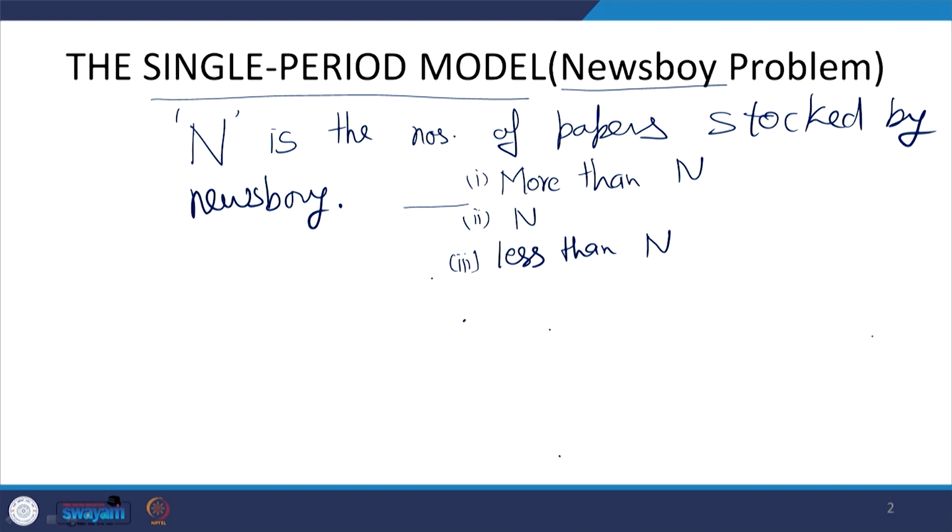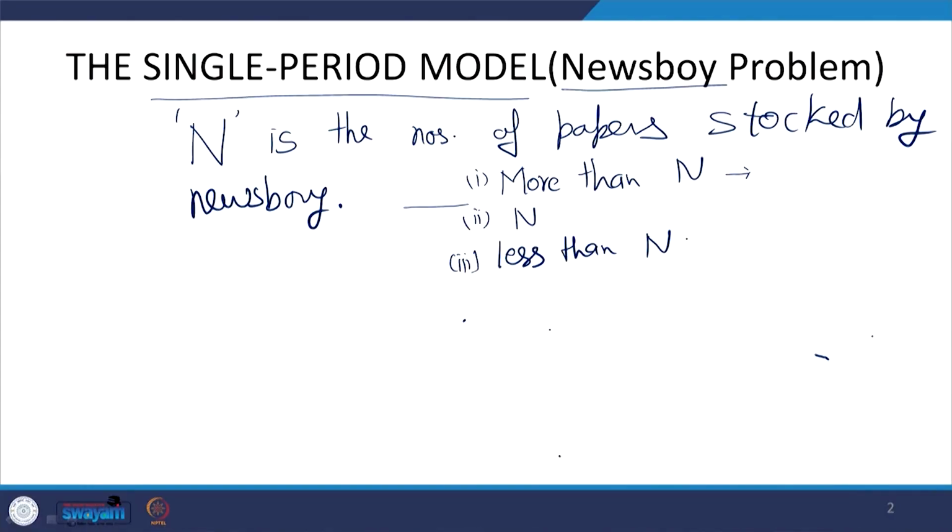Now, when demand is more than n, chances of higher profits are there, because you could have sold more papers to the customers, but you have fewer papers. So, you are deprived of that additional profit. If demand is exactly n, whatever you have stocked, you are able to sell, and that is your optimum level of profit.